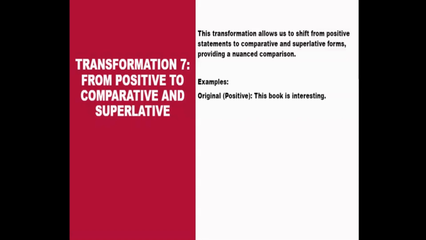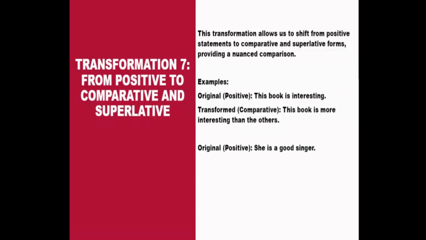This book is interesting. This is in the positive degree. Okay. Then we can transform it into a comparative degree by saying that this book is more interesting than others. So here we introduce the idea of comparison, and this enables us to transform the sentence. Okay. Another example: she is a good singer. This is in the positive degree, but we can transform this using the superlative degree. For example, she is the best singer in the choir.